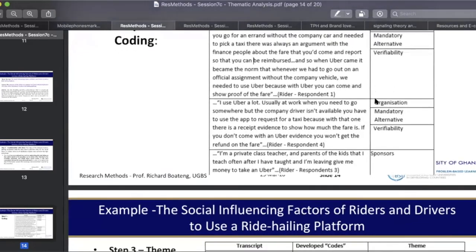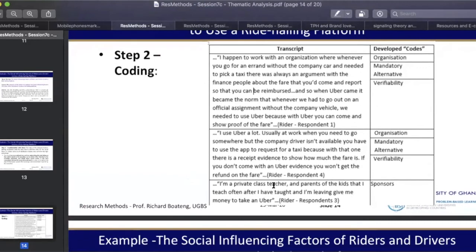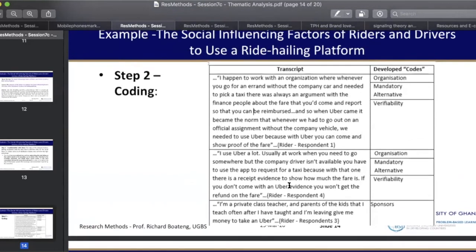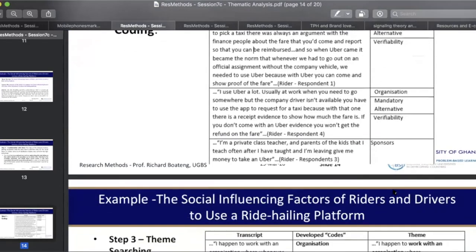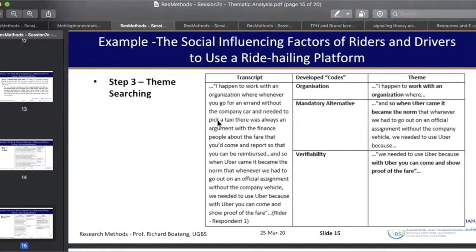Yes, Prof. Okay, so I am a private class teacher, and the parents of the kids that I often teach, after I have taught and I'm leaving, give me money to take Uber. That's sponsors. So you are seeing the codes that have come here. Okay, now theme searching. Transcript. So these are the codes we developed. Now we are going to a theme level.